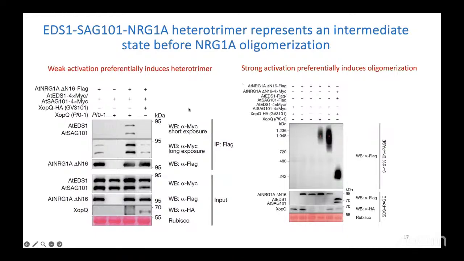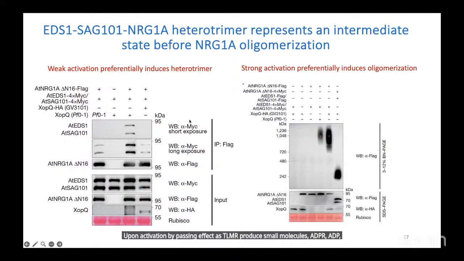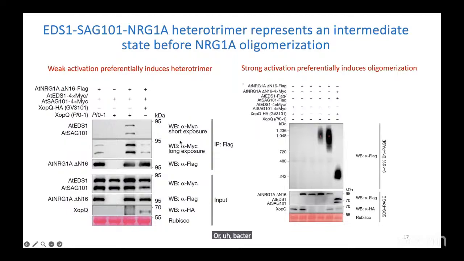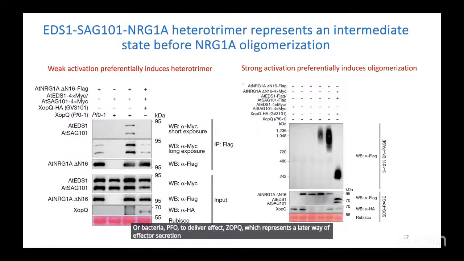Upon activation by pathogen effectors, TIR-NLRs produce small molecules pRib-AMP, pRib-ADP, and di-ADPR to induce the heterotrimer formation of EDS1, SAG101, NRG1, and oligomerization of NRG1. To further dissect this process, we used two different approaches to activate the TIR-NLR signaling pathway in Benthamiana: estradiol promoter-driven expression of effector XopQ, which represents strong activation due to overexpression of the effector, or bacteria Pf0 to deliver effector XopQ, which represents a more natural way of effector secretion. And XopQ is recognized by the endogenous TIR-NLR Roq1 in Benthamiana.